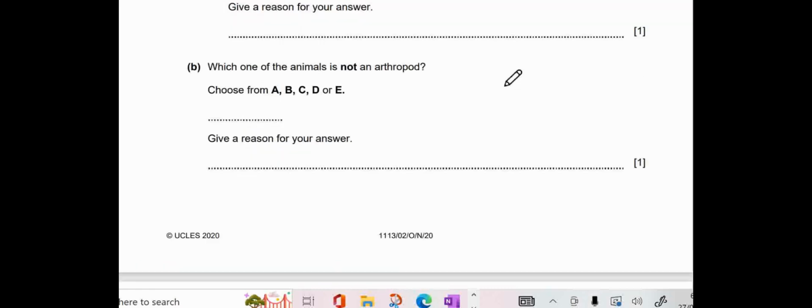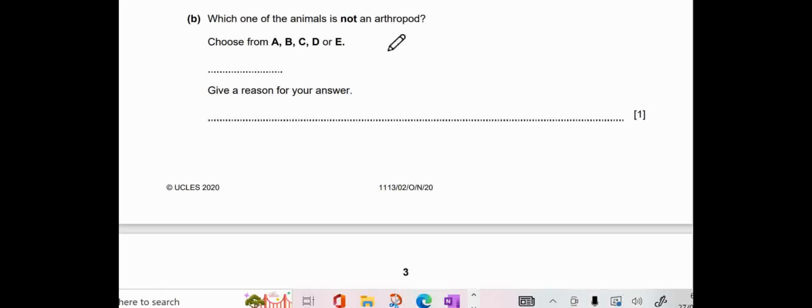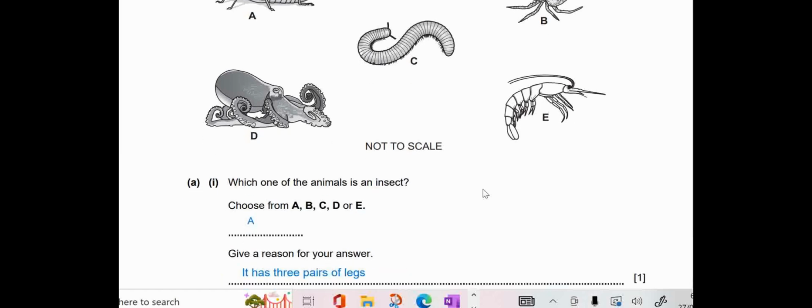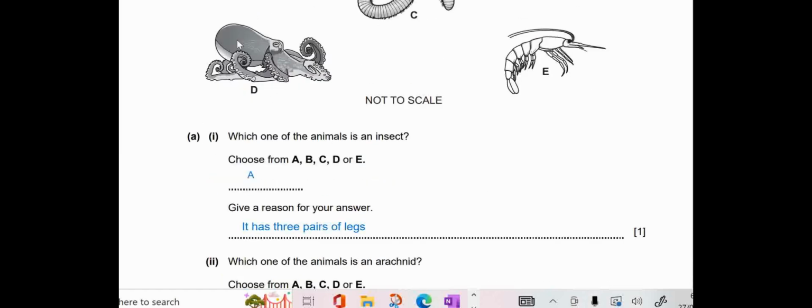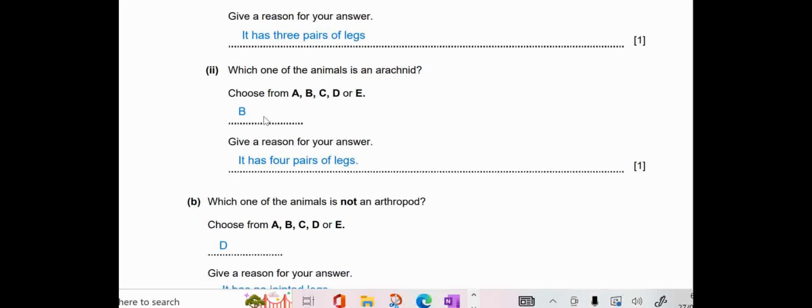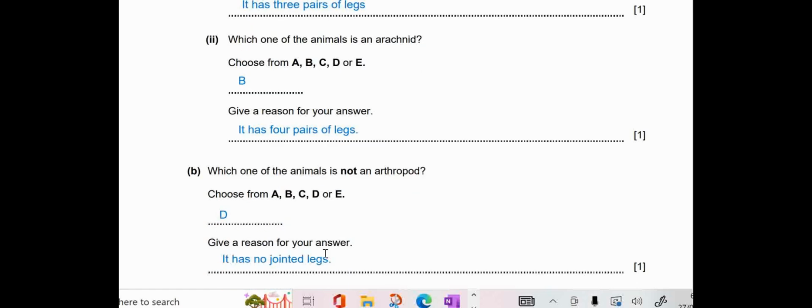Now back to the question. Which of the animals is not an arthropod? Choose from A, B, C, D, E, and give a reason for your answer. So if we see just now from our revision, the one that is not in the criteria is D. Since this is insect, this is spider, this is millipede, and this is crustacean. So D, as we see from here, has no jointed legs. So we answer D, and it has no jointed legs. That will be our answer.